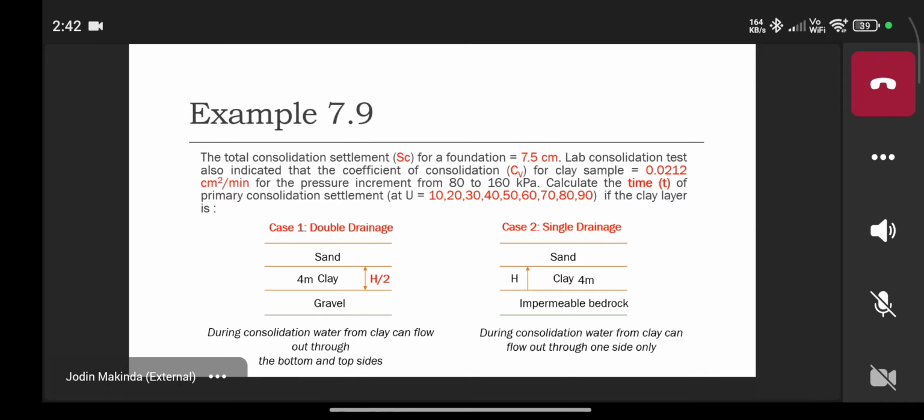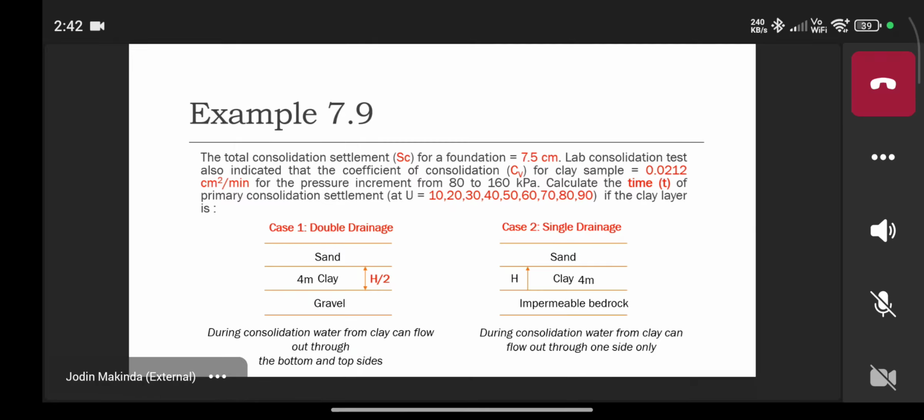In this case one, you look into the 4-meter clay. The 4-meter clay is located between sand, which is permeable, and gravel, which is permeable. So if the layer of clay is consolidated, the water will flow out. Remember, consolidation means water flows out. So when the construction happens, the water from the clay will flow out to travel.